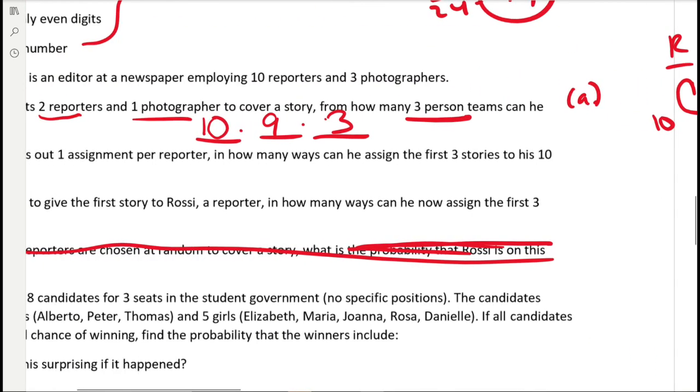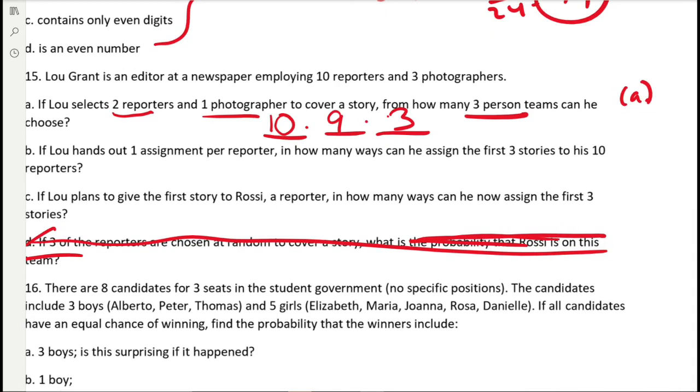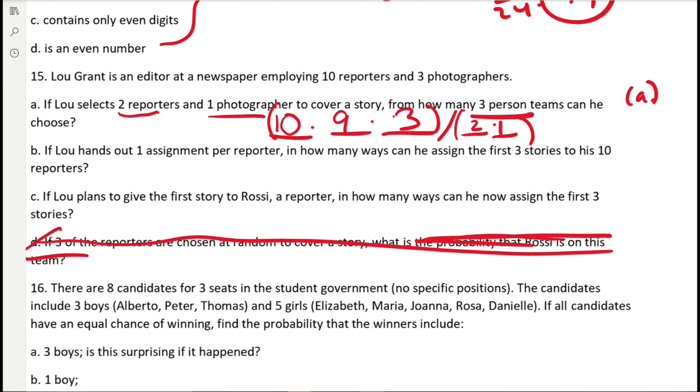In that case, let me double check here, see if the numbers work out. Okay, so you could do that, and now since order doesn't matter at all, and you're choosing 2 reporters, you can easily swap those 2 reporters and it would not count, right? So we can divide by 2 times 1. Now if that's confusing, don't worry about it. You're still going to get the same answer regardless of which way you choose. I prefer the combination because you don't have to think about it too much. You can just use the numbers that they give you. But either way, you'll get the same answer.